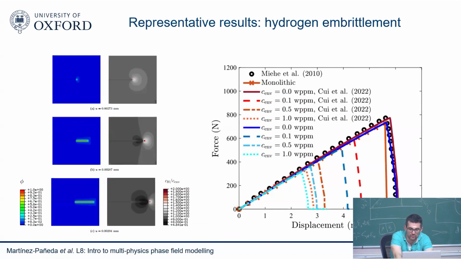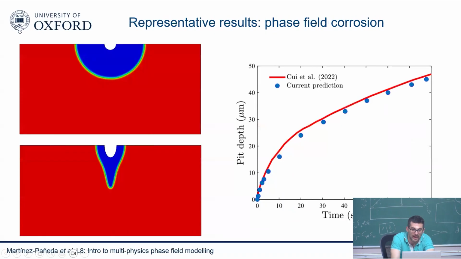Hydrogen embrittlement, we also validated with other implementations. Before we were doing everything in a user element. Now we do it all in the UMAT. The hydrogen embrittlement code, by the way, has a slightly extra part, which is the computation of the hydrostatic stress gradient, but we'll discuss that later. And corrosion, which I'll discuss tomorrow. We can also implement phase field corrosion, and we have validated that. This is a paper that is currently in review, but this is the idea.